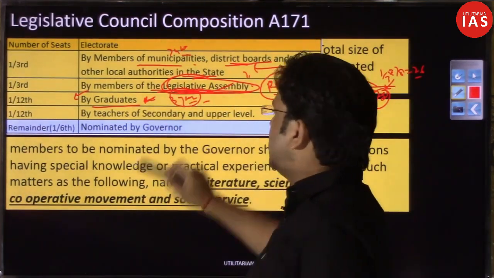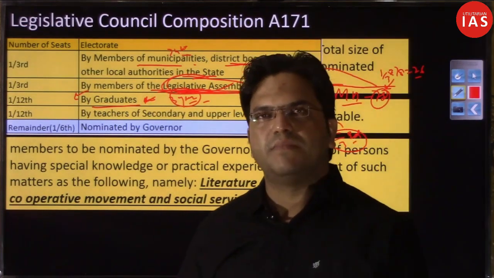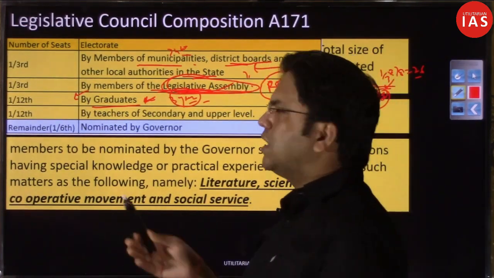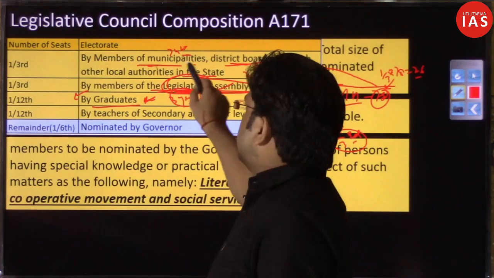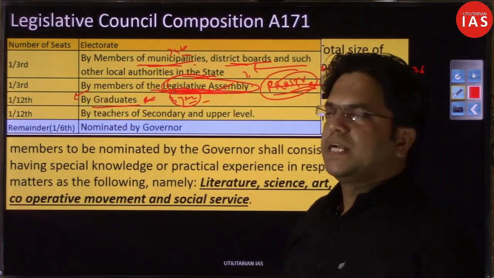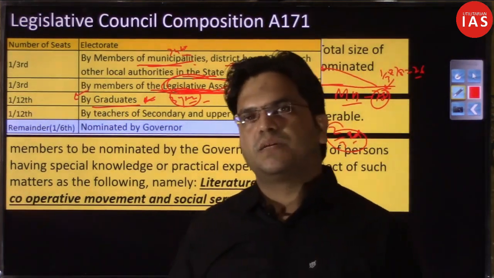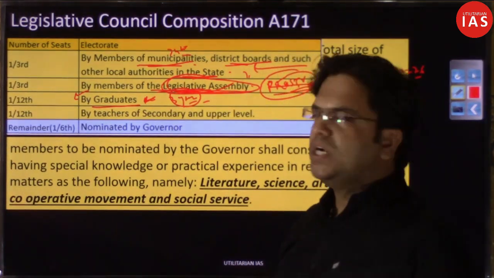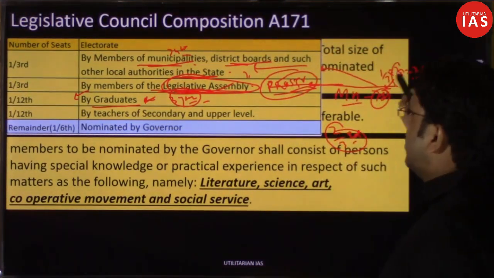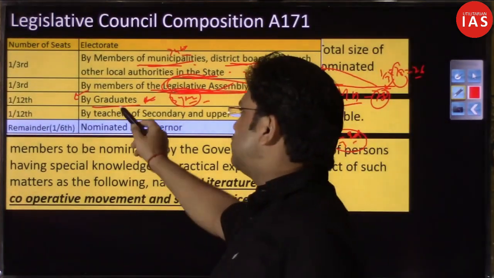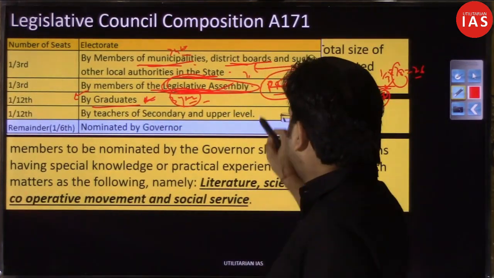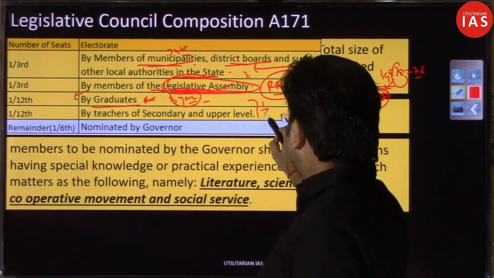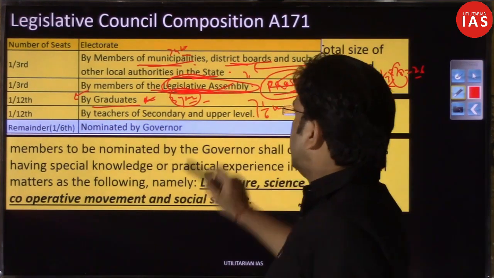So for the first 1/3 election, only the legislative assembly members participate. For another 1/3, it is the members elected to municipalities, district boards and other local bodies at the state level. Then 1/12 of these 78 members are elected by the graduates, and another 1/12, right? So collectively these two will translate into 1/6.